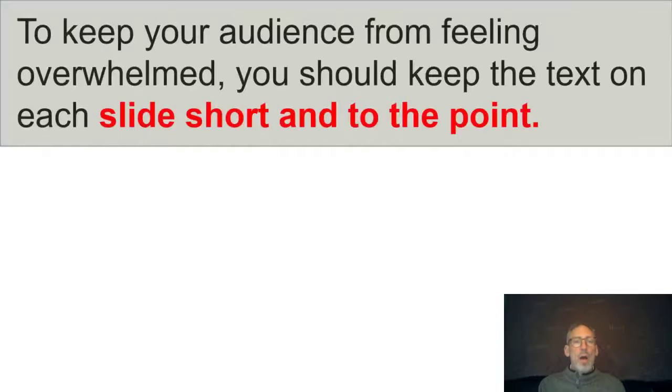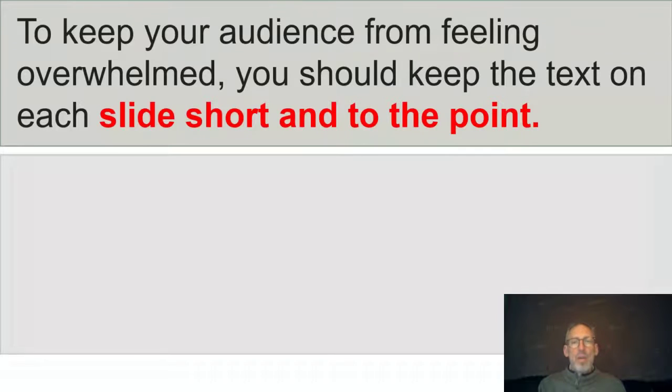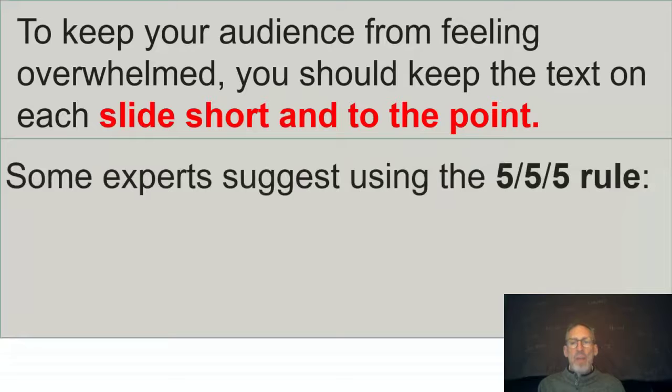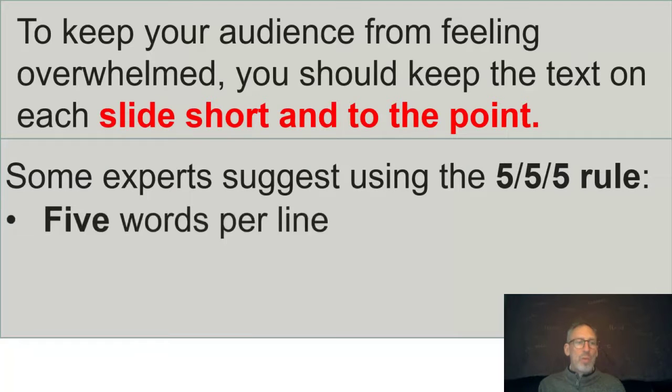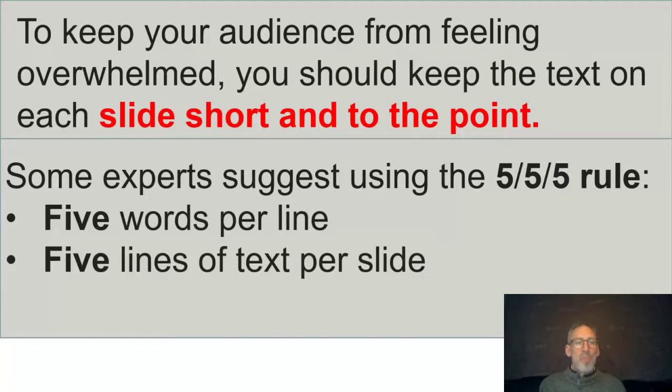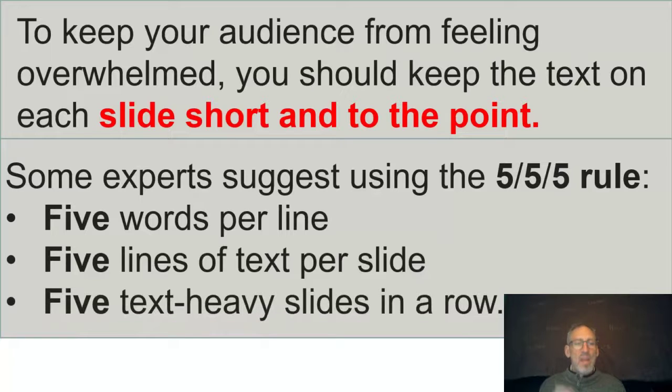Put together bullet points on your slides. Okay, so slides that are short and to the point are most effective. So use the 5x5 rule. So the 5x5x5 rule is 5 words per line, 5 lines of text per slide, and then 5 text-heavy slides in a row, no more than that. Okay, those text-heavy slides should be broken up by visuals.